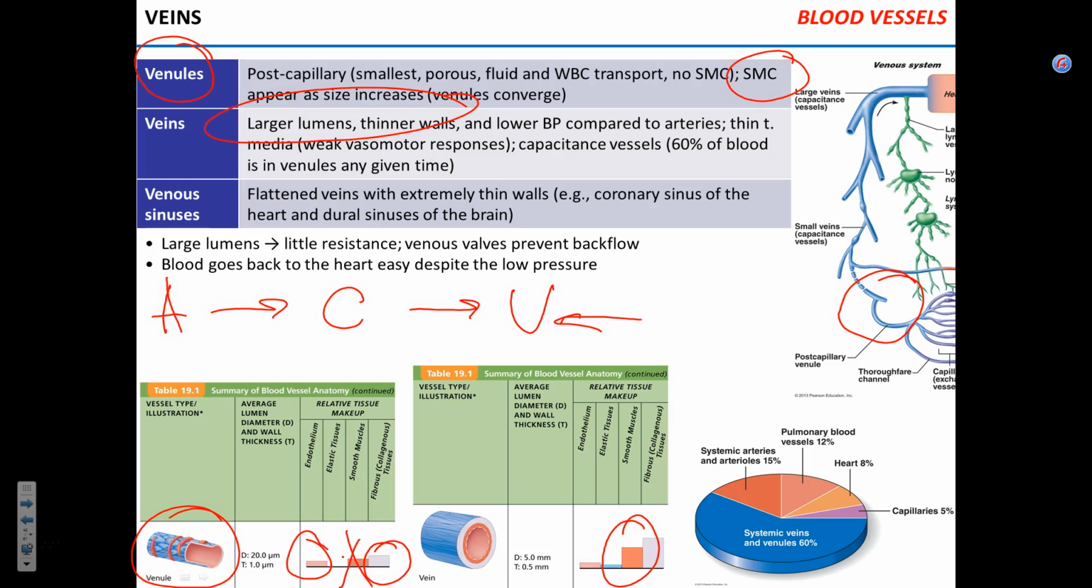I once observed the vasomotor response, and it was something like about 10-15%. So they're not really changing the diameter that much. Okay? Now, compared to the arteries, lumen of the vein is larger, walls are thinner, and blood pressure in the veins is lower. The flow through the veins is slow. That is why, one of the reasons, veins are called capacitance vessels.